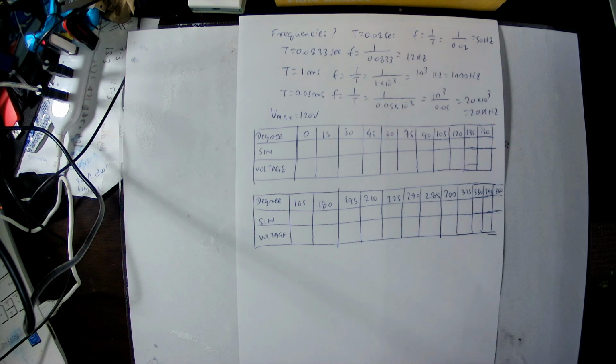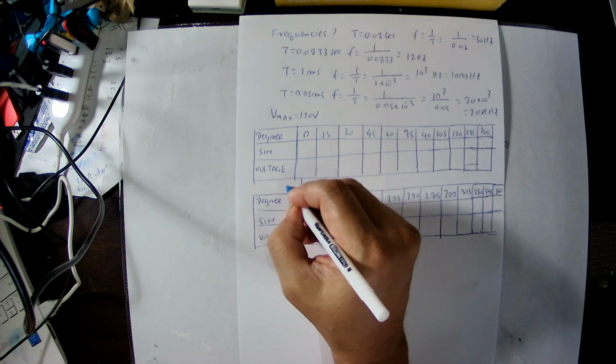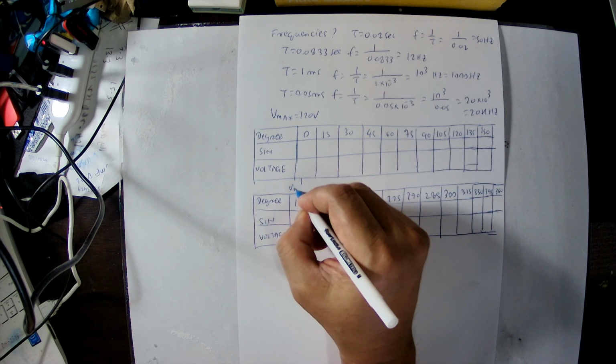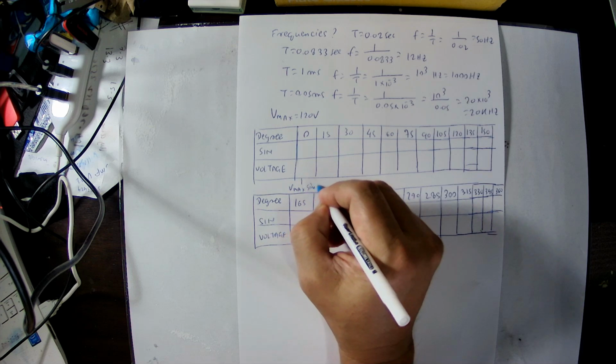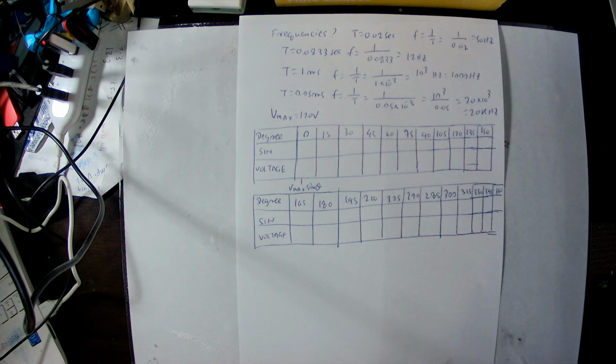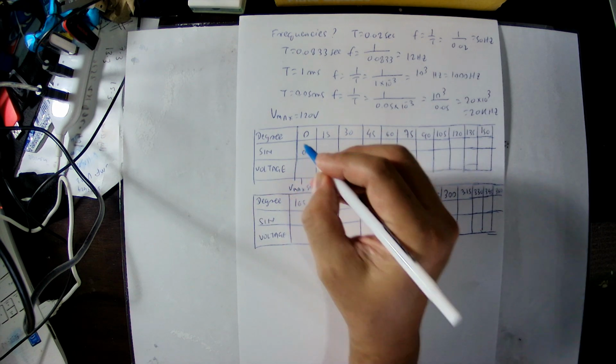So based on the degree value, the maximum voltage given is 120 volt. So the 120 volt is multiplied with sine. The voltage equals V maximum sine theta. So you multiply the sine value, then we can calculate this voltage value. Sine 0 is 0.